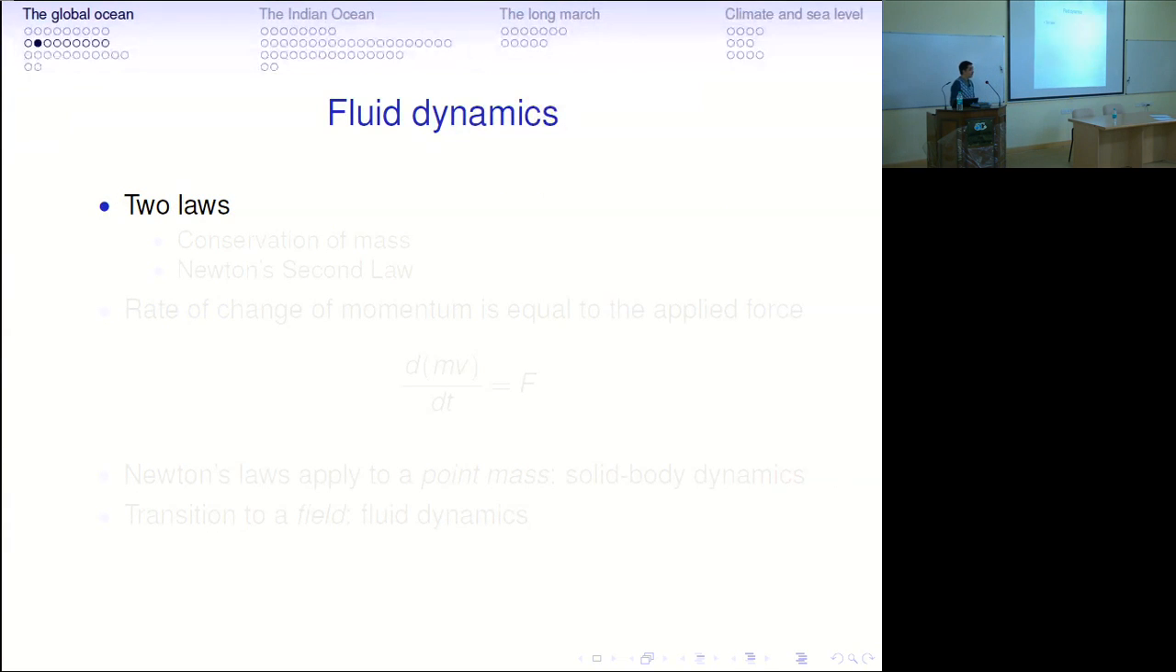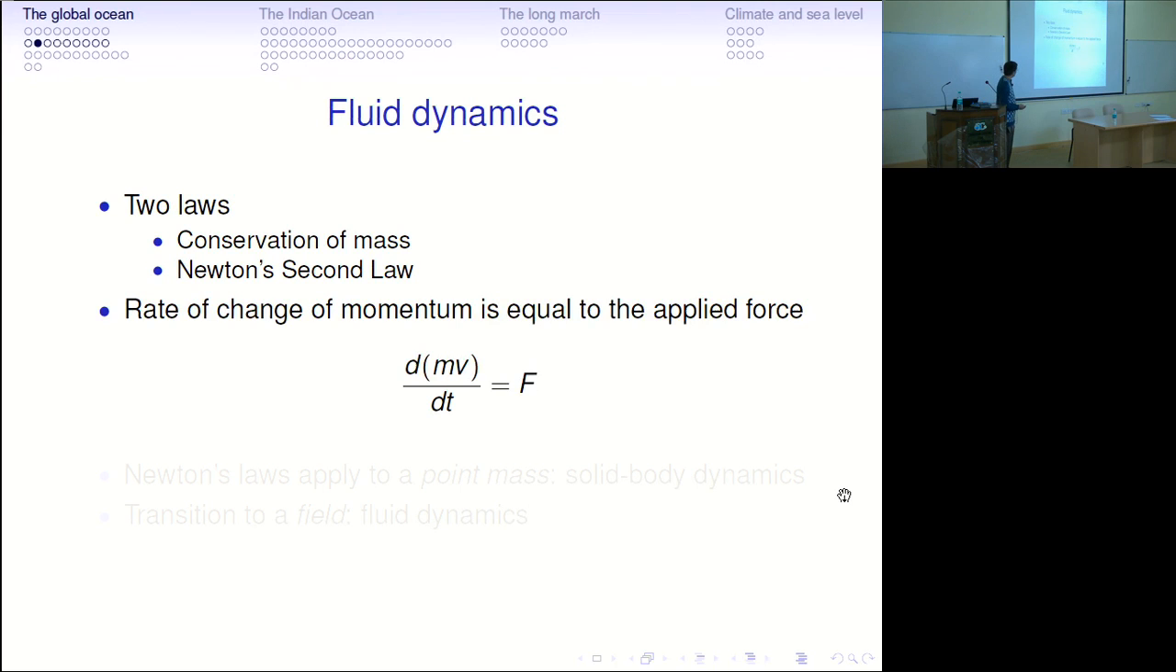Before we get to geophysical fluid dynamics, what's fluid dynamics? Two laws are of interest to us. One is conservation of mass, neither created nor destroyed, and the other is Newton's second law, which simply put is rate of change of momentum is equal to the applied force. So that's all we are going to be using.